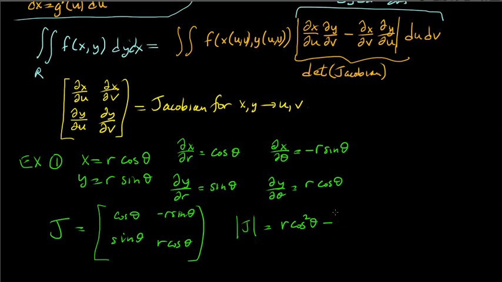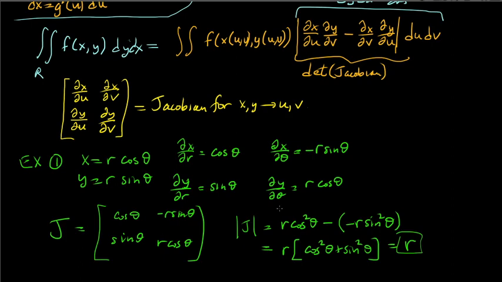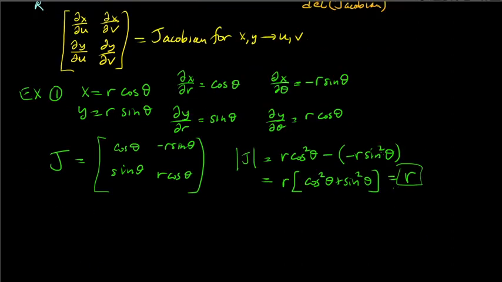So now take the determinant of J, and you get r times cosine squared theta minus a negative r times sine squared theta. But minus a negative is positive. I can factor out the r. So cosine squared theta plus sine squared theta, you immediately recognize that is just 1, times r. So the determinant of the Jacobian is r.